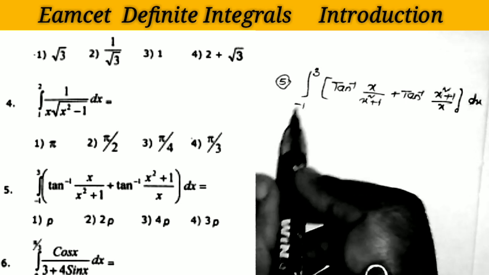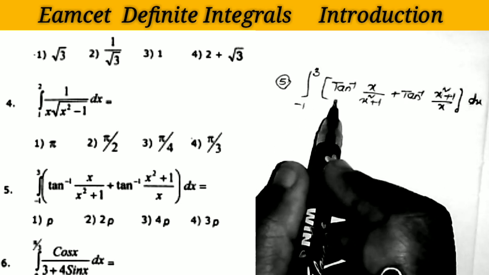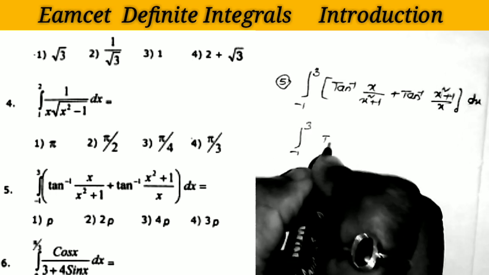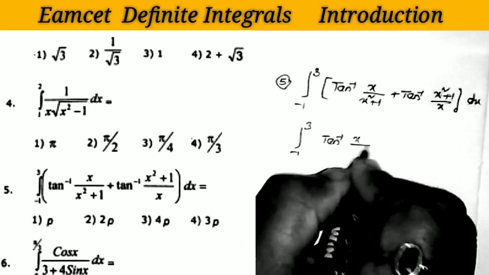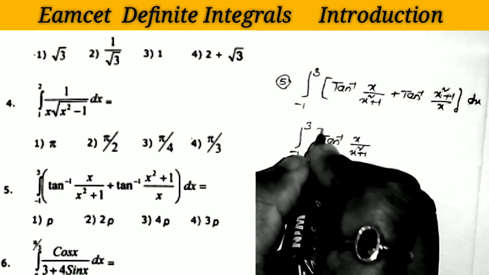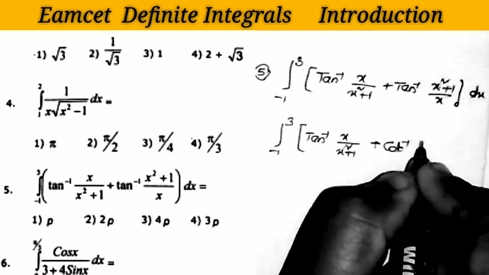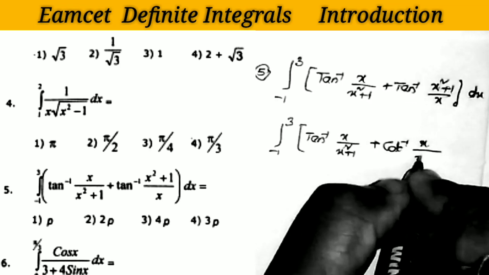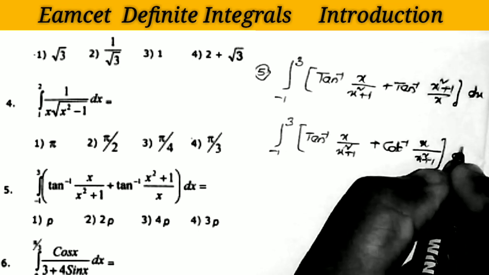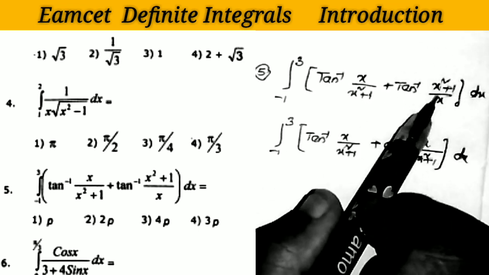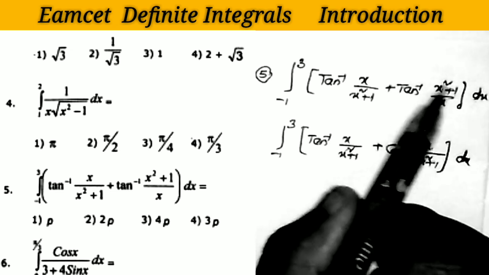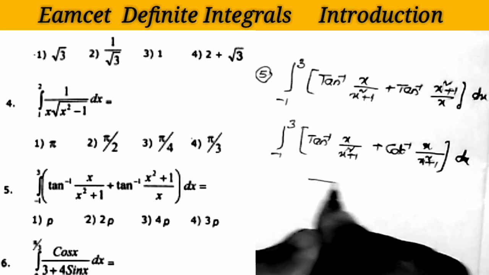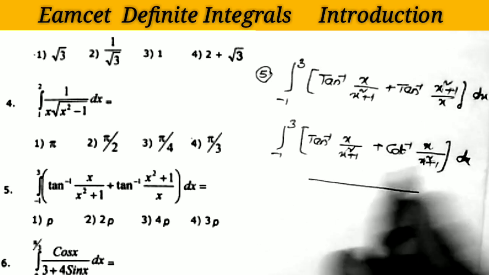Next question, sum number 5: integral from minus 1 to 3 of tan inverse of x by (x square plus 1) plus tan inverse of (x square plus 1) by x, into dx. First I take this as tan inverse of x by (x square plus 1) plus, converting the second tan inverse to cot inverse, cot inverse of x by (x square plus 1). When we convert the tan inverse function to cot inverse, we flip the fraction inside: tan inverse of (x square plus 1) by x is equal to cot inverse of x by (x square plus 1). Okay, just to change the values.